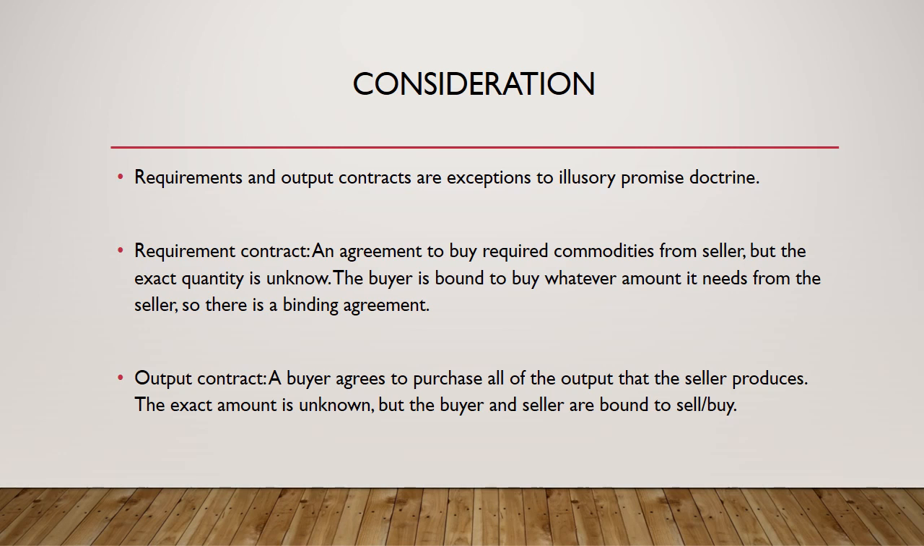So an output contract is similar, but it's one in which a buyer agrees to purchase all of the output that the seller produces. Again, the exact amount is unknown, but the buyer and seller agree to be bound to each buy and sell.